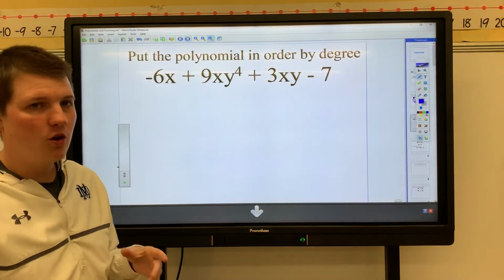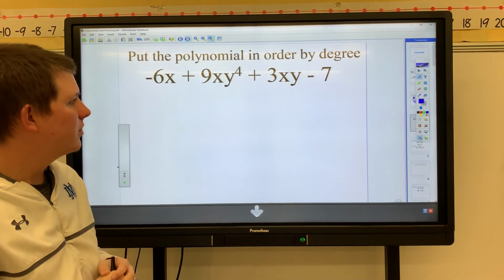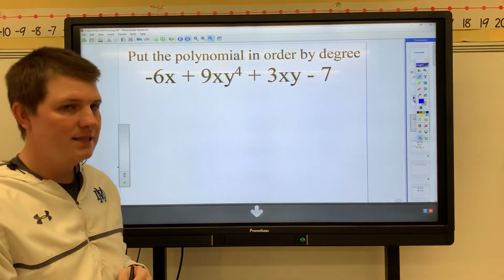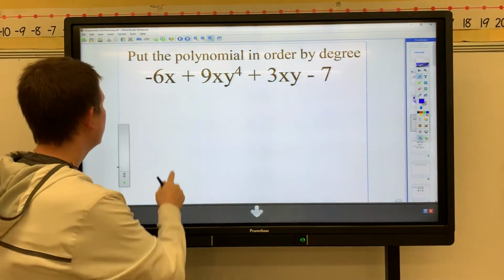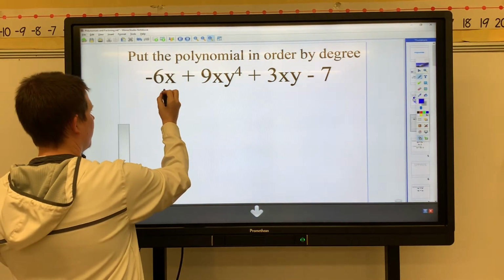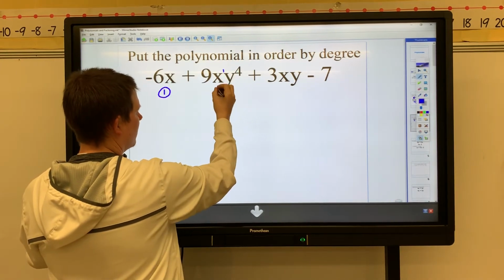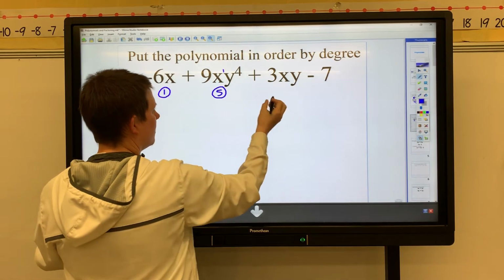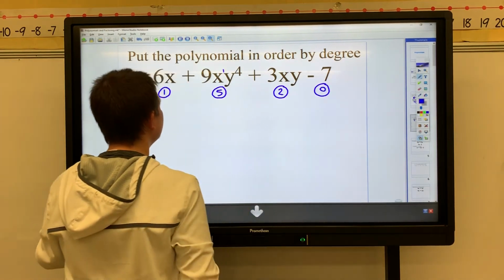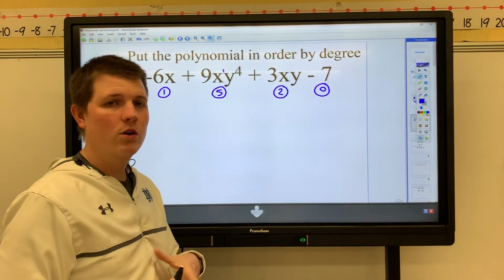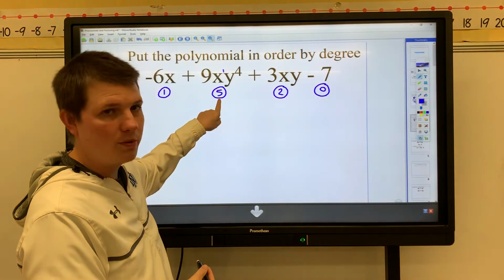I have this polynomial, negative 6x plus 9xy to the fourth plus 3xy minus 7. So we're going to put this in order by degree. So let's check it first. This degree is 1. This degree is, remember there's a 1 here, so 1 plus 4 is 5. This degree is 2. And this degree is 0. Is it in order by degree from biggest down to smallest? No, it's not. So we need to put the biggest degree, which would be 5 first.